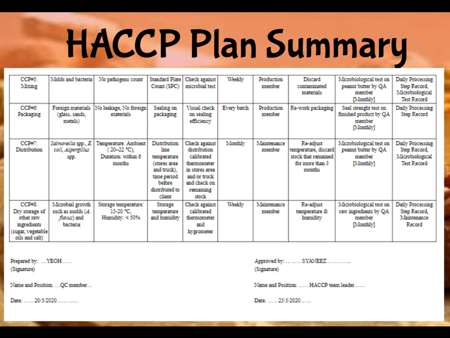Basically, for all of these, the CCPs have to be recorded on the daily processing step record, and some of the CCPs have to be recorded in the microbiological test record and also the chemical analysis record. The corrective action and verification of all of these CCPs can be referred to in this table.